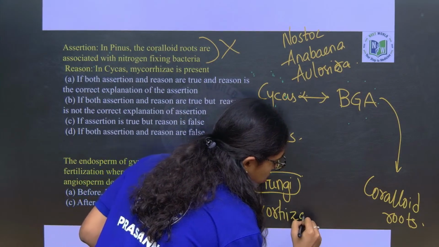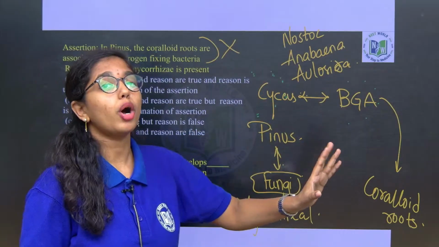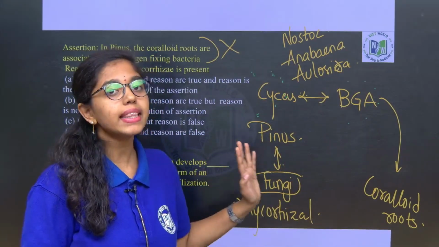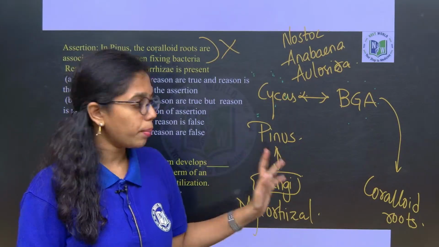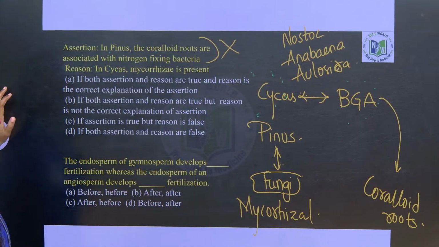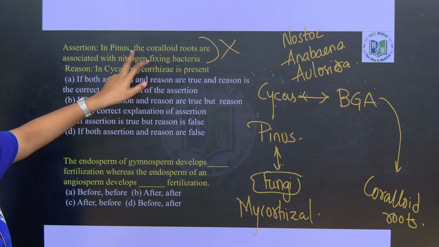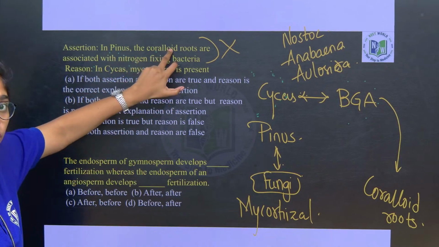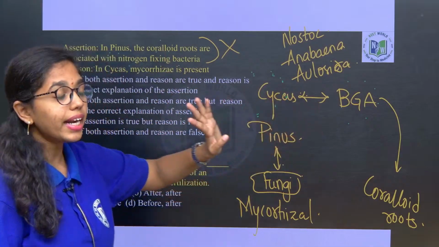Mycorrhizal roots. Fine. So, remember these two associations, very important. Many a times we have seen in the question paper, either about coralloid roots or about mycorrhizal roots. Okay, beta? So, keep that in your mind. Now, in Pinus, the coralloid roots are associated with nitrogen fixing bacteria. Wrong, because in Pinus, mycorrhizal roots are associated with fungi, forming both ectomycorrhiza and endomycorrhiza.